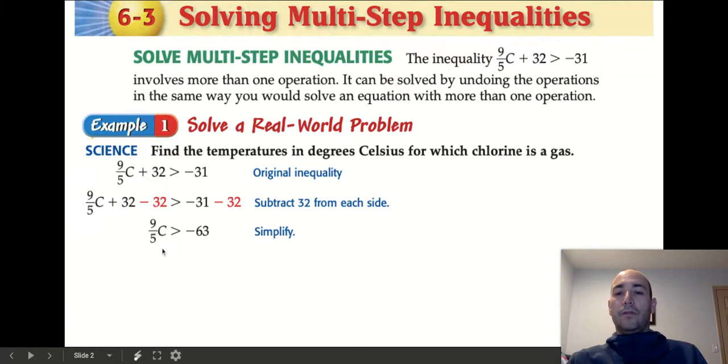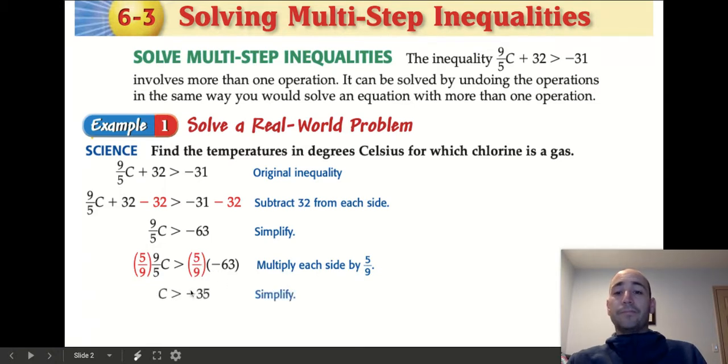And now the final part is to get rid of this fraction. Right now it's 9/5 times C. How do you get rid of that fraction? You can multiply by its reciprocal. Instead of dividing by 9/5, you can multiply by its reciprocal. It makes it really easy because then they just cancel out. That leaves me with just C, and then 5/9 times negative 63. That's like negative 63 over 1. Multiply across, and when you simplify it, it'll simplify down to negative 35. So that would be my answer. That tells me that the temperature in degrees Celsius for which chlorine is a gas is any temperature where the degrees Celsius is greater than negative 35.